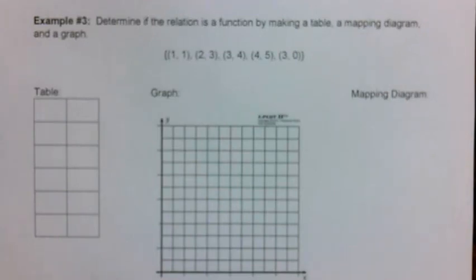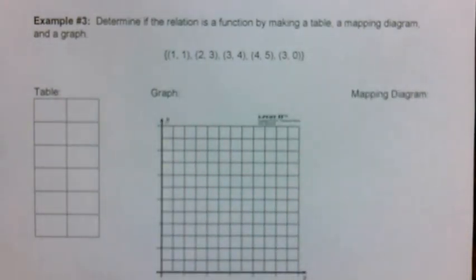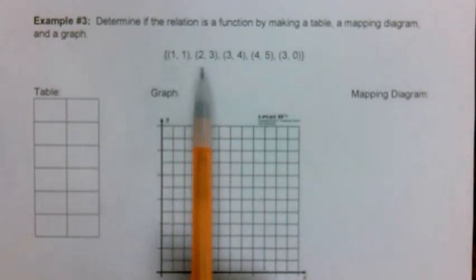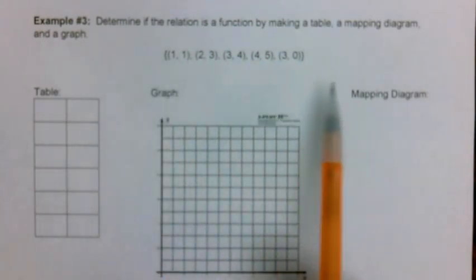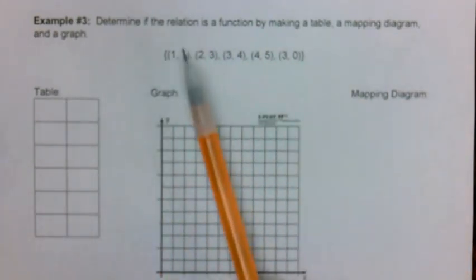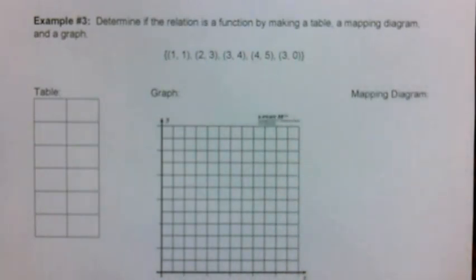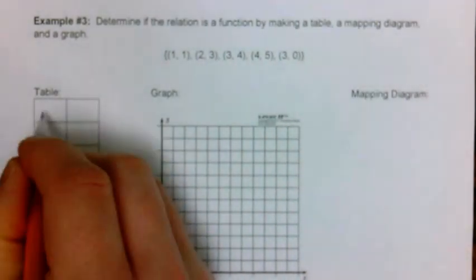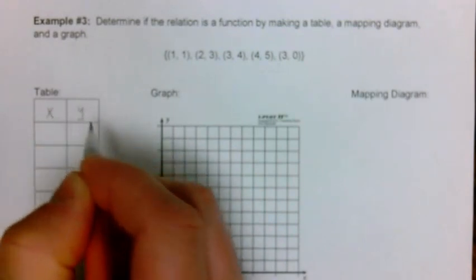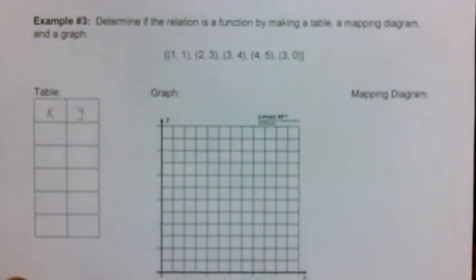In our next example, we're going to practice determining if the relation is a function. We're going to do that by making a table, a mapping diagram, and a graph. So our relation has these ordered pairs. Again, a relation is a collection of input and output values represented as ordered pairs. We have (1, 1), (2, 3), (3, 4), (4, 5), and (3, 0). We're going to have our input X and our output Y values. Let's go ahead and list those.